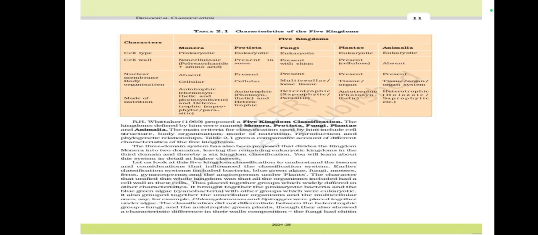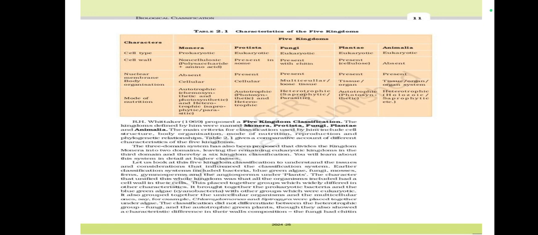It also grouped together the unicellular organisms and the multicellular ones, for example, Chlamydomonas and Spirogyra were placed together under algae. The classification did not differentiate between the heterotrophic groups fungi and the autotrophic green plants.